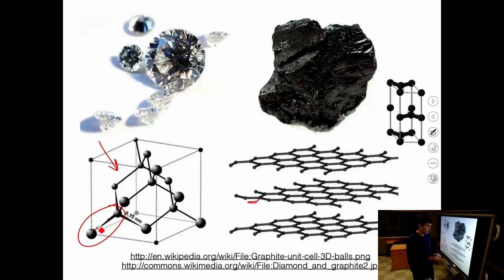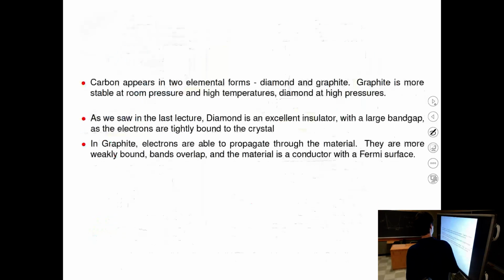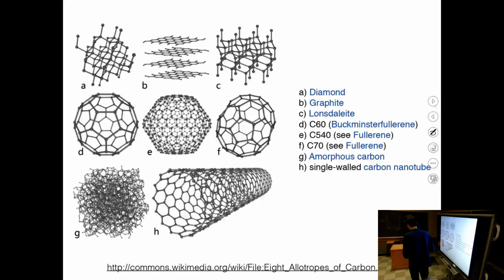Okay, so graphite it is. But these are not the only allotropes of carbon. So this is diamond, this is graphite, this is something called Lonsdaleite, which is something in between, because one thing I didn't mention to you yet is that inside these layers you have hexagonal structures. So this is not a cubic structure. It has hexagonal elements here. And this is something in between.